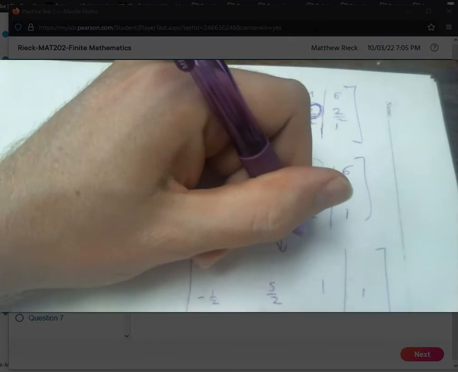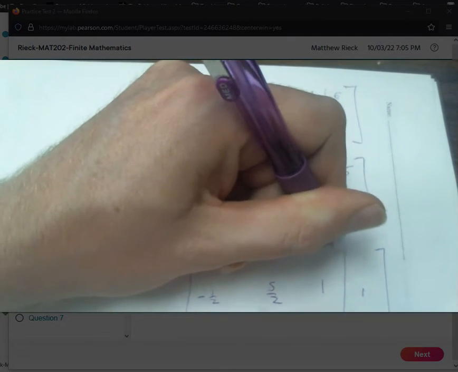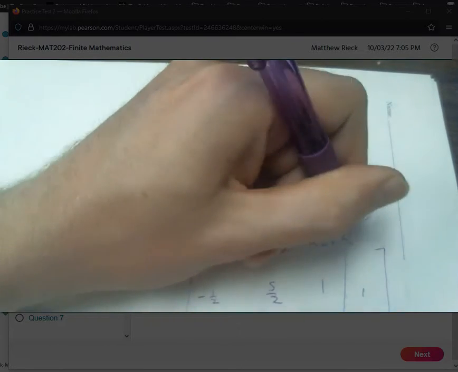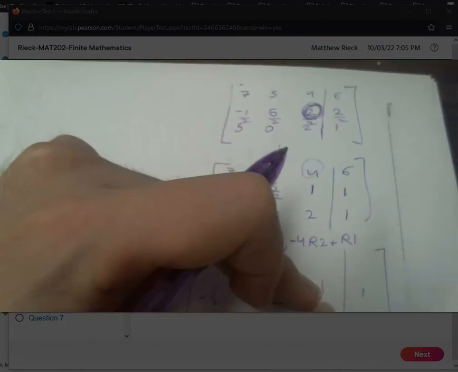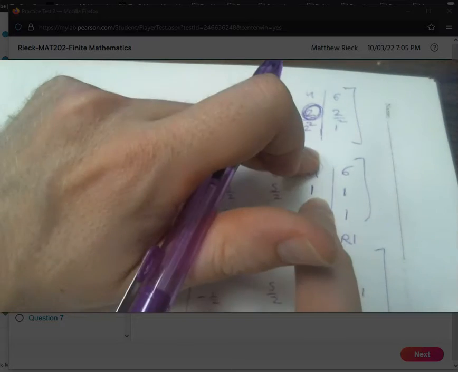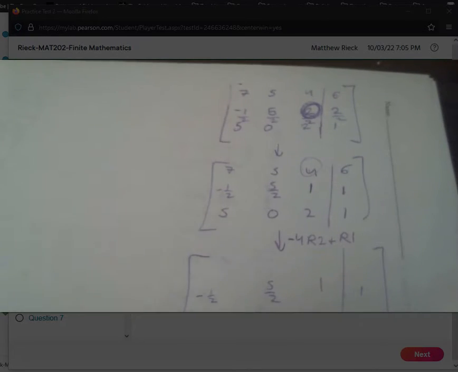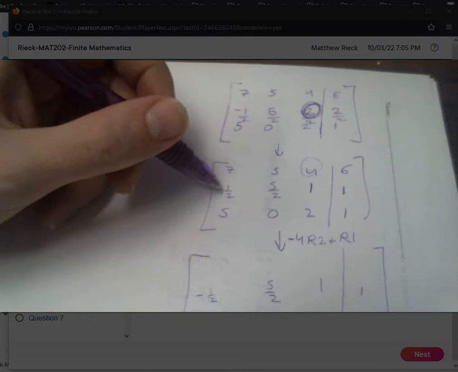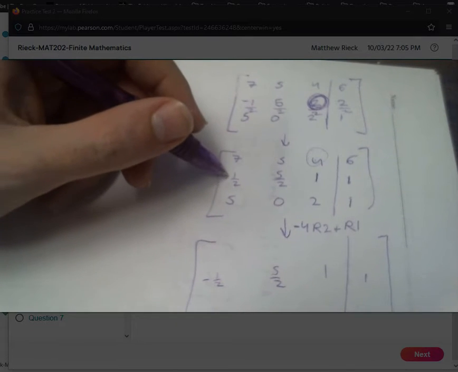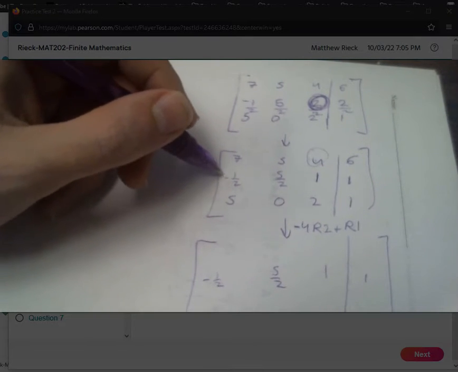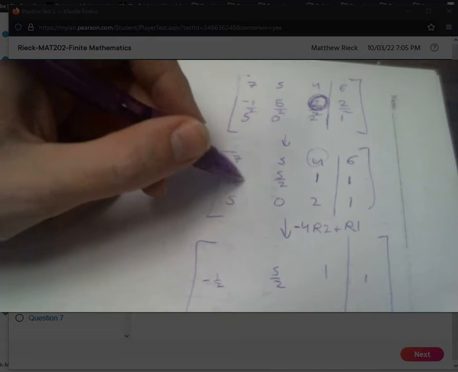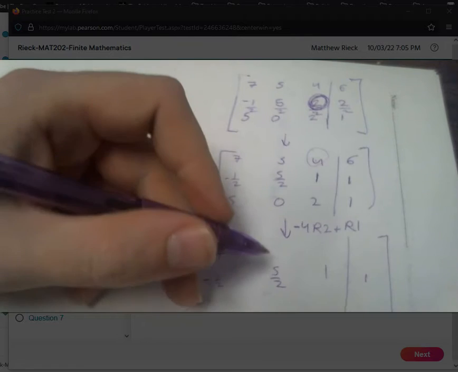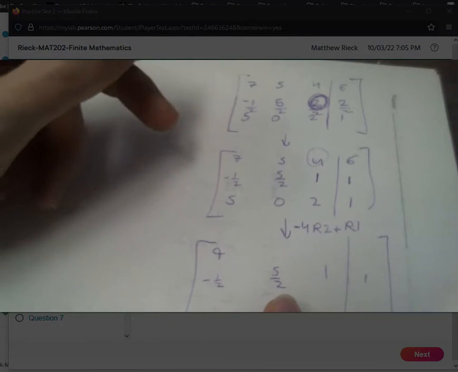To do that, I'm going to take 4 times row 2 and add it to row 1. Sorry, negative 4, because when I take negative 4 times 1, that's negative 4, plus 4 is 0. When I take negative 4 times negative 1/2 here, that's going to be a positive 2, because negative times negative gets me positive, and 1/2 of 4 is 2. So I have 2 plus 7 is going to be 9. Negative 4 times 5 over 2.